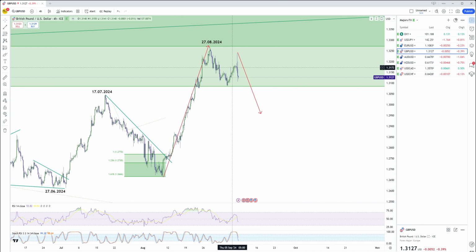So for the pound, the next move, the bigger move, should be to the downside, either to 130 or 129 area, and this should be the next move that we can see ahead.